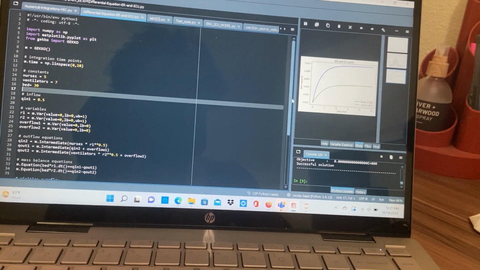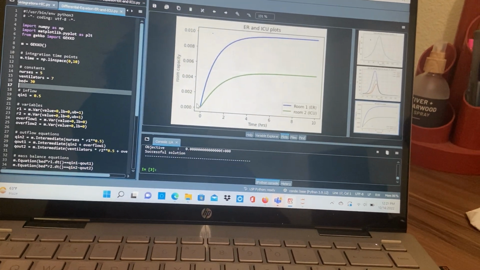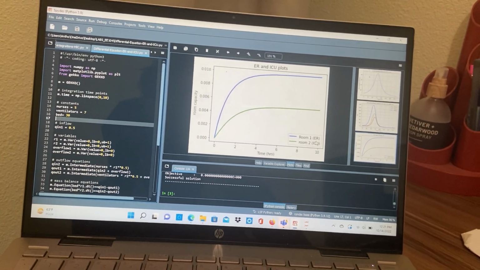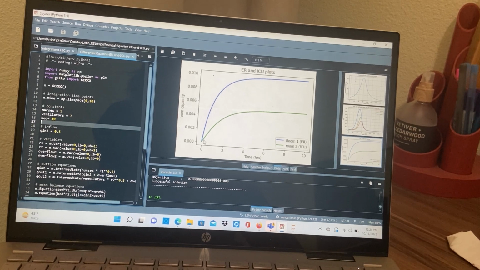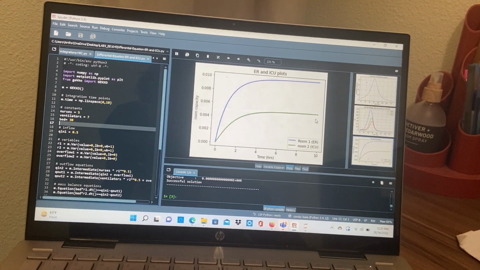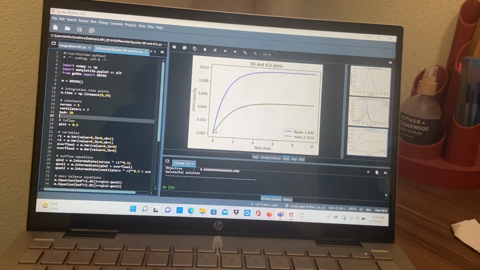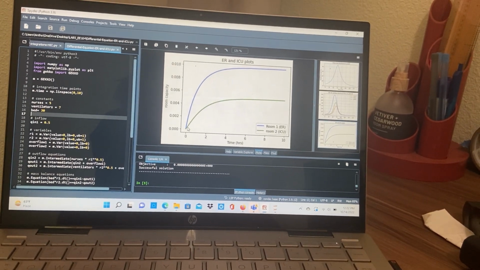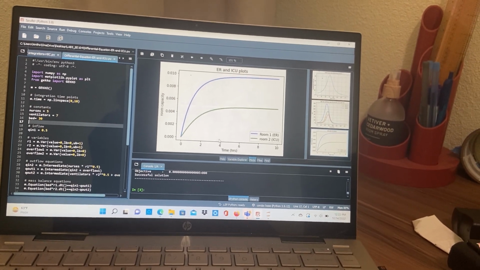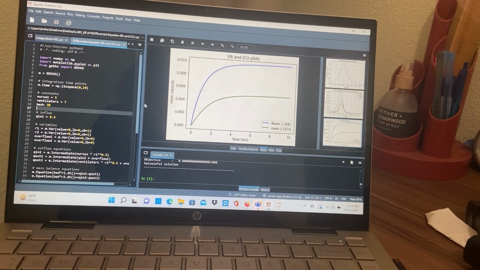So this is the curve. You can see here the blue line is room 1, which is the ER. From the emergency room, they can transfer patients to the ICU, depending on how severe their COVID infection is. You can see the room capacity and the time in hours, showing how these people are going into the hospital.